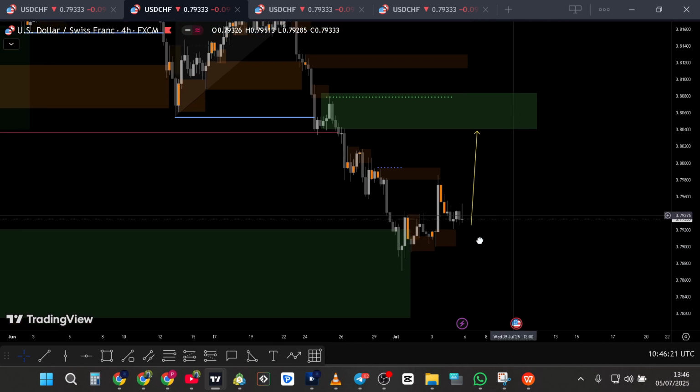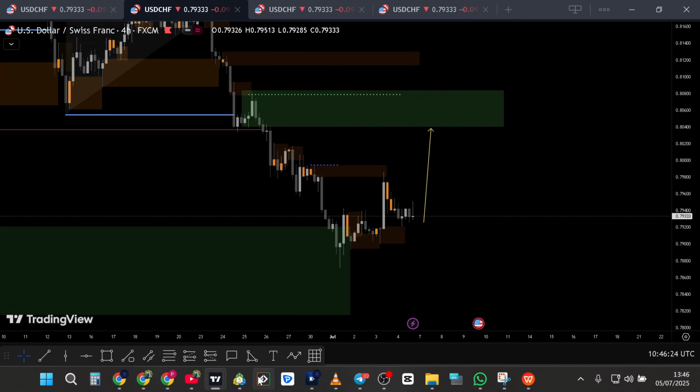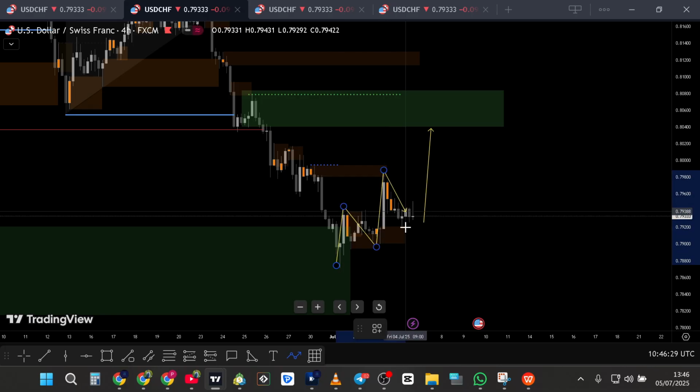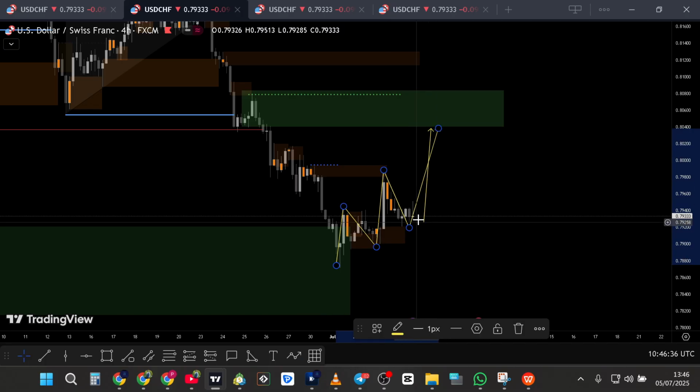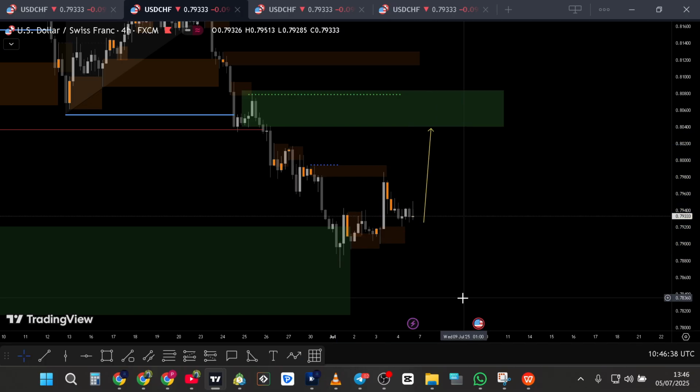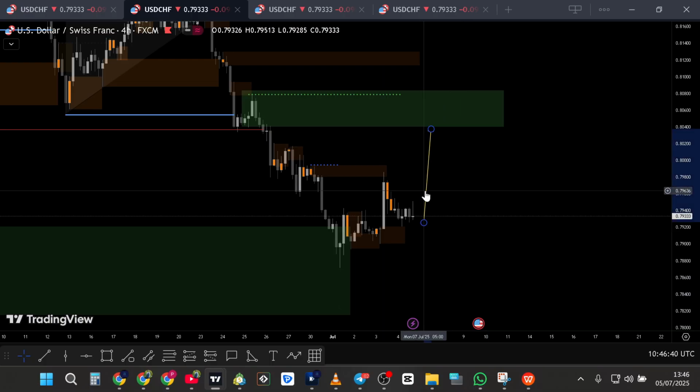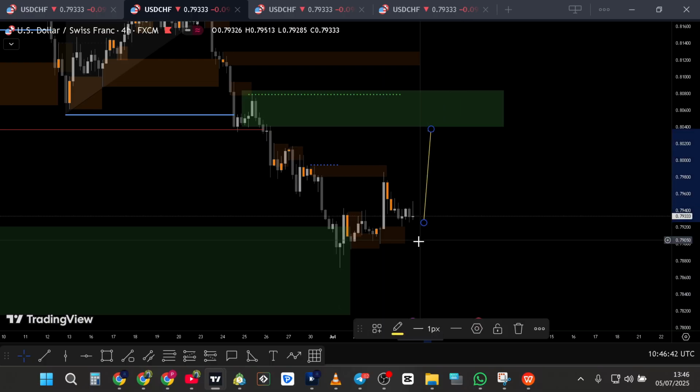So I don't have any change of character here, but price has given me a few bullish moves. So we have that high and the low and the next high. This could be a potential low, just to react to this demand before continuing to the upside. So that's my anticipation on the 4 hour: to continue from there and come to that supply area above, before maybe considering going to the downside coming in next week.